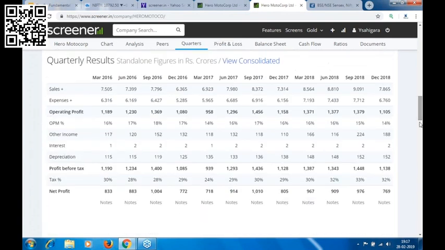Similarly, you can also look at the quarterly results of the company, because once you have invested in any company, you need to keep track of the results of the company. So for that you need to look at the quarterly results, the half yearly results, and then the yearly results, that is, the annual results of the company. That will give you an idea whether there is growth in the company or not.